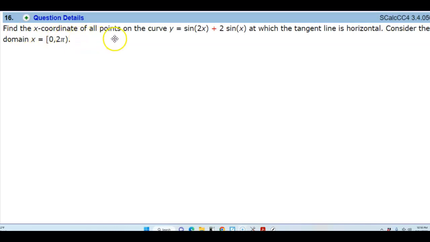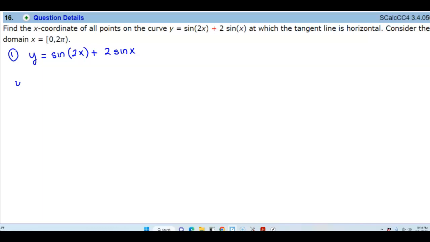Find the x-coordinate of all points on the curve y equals sine 2x plus 2 times the sine of x at which the tangent line is horizontal, and then consider the domain where x is equal to 0 to 2 pi. So let's write this function out. So we know the function is y, which is equal to the sine 2x plus 2 times the sine of x.